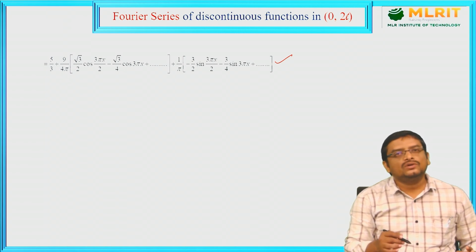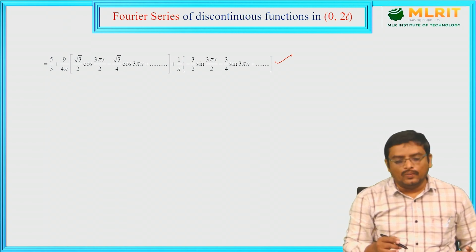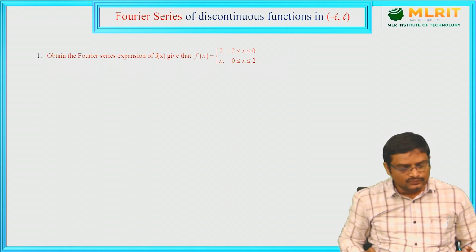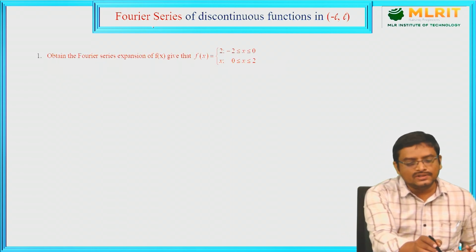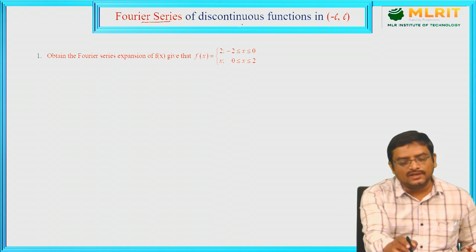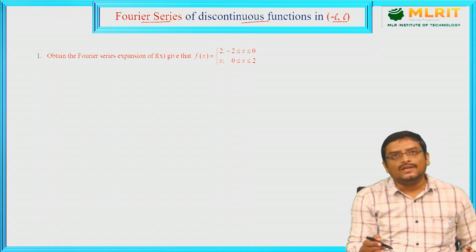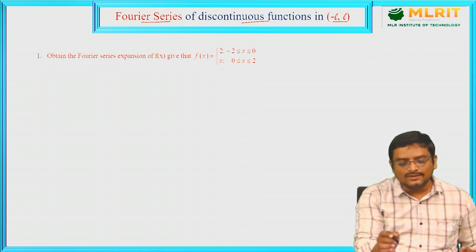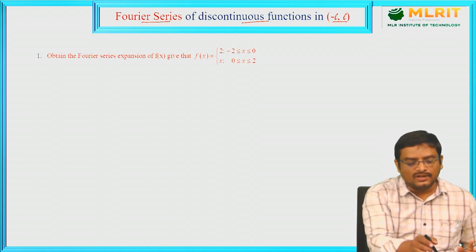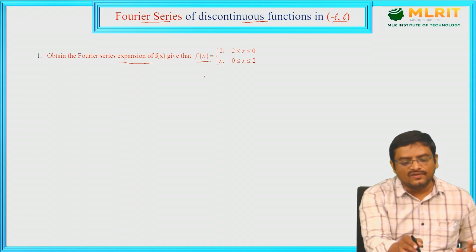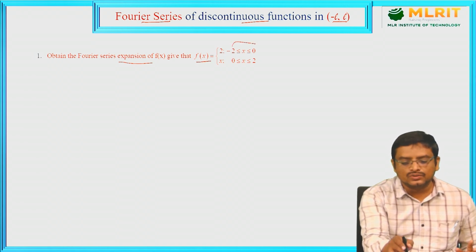Now let us take another example whenever we are having the interval of the form minus l comma l here. So we are going to discuss how to find out the Fourier series for the discontinuous function in the interval minus l comma l. So minus l comma l, that is our interval here. So this is our problem, f of x. It is given that f of x is equal to 2 whenever x lies between minus 2 to 0.